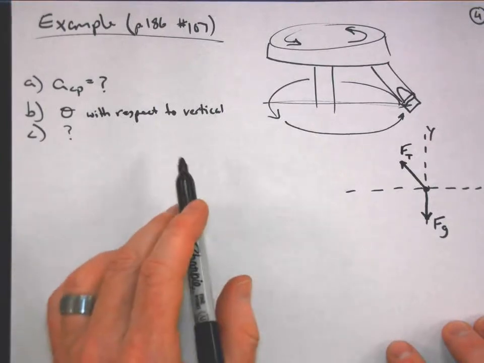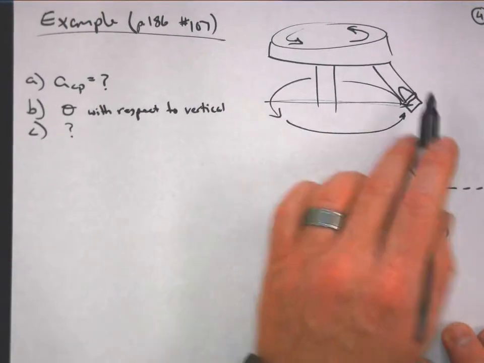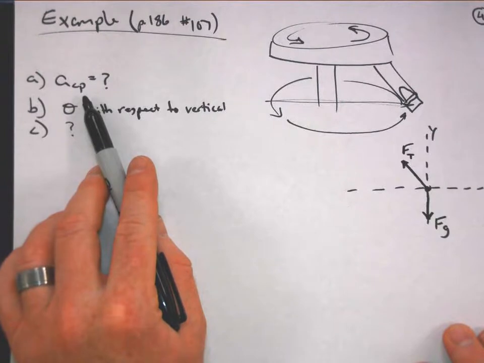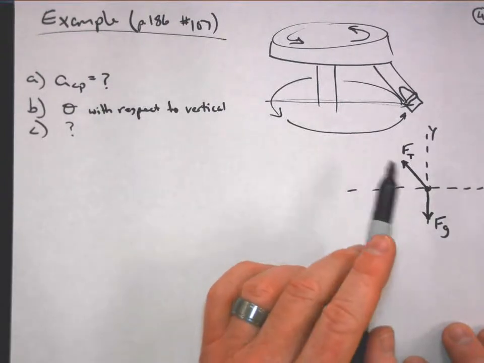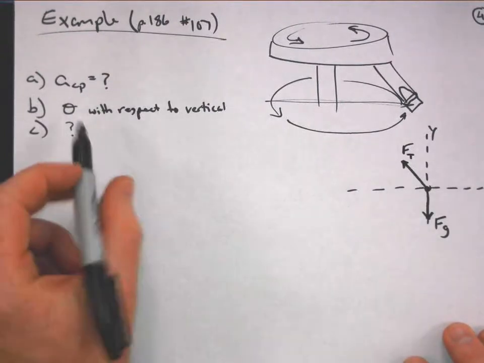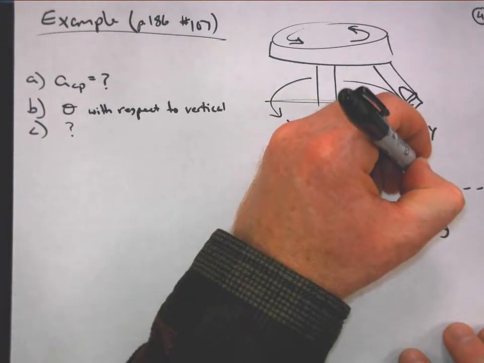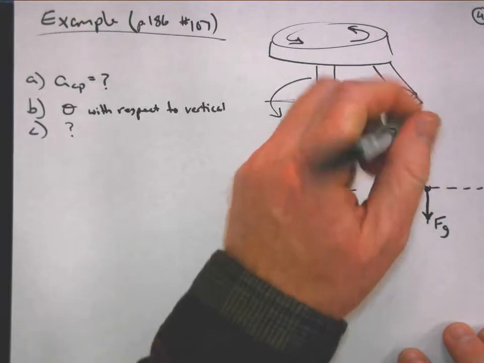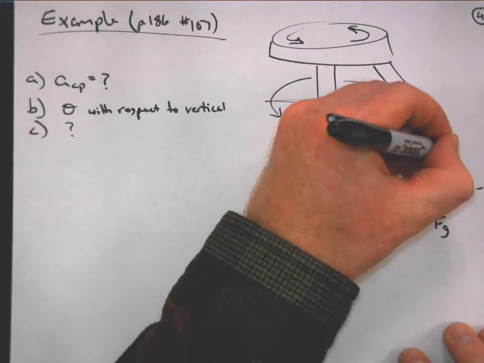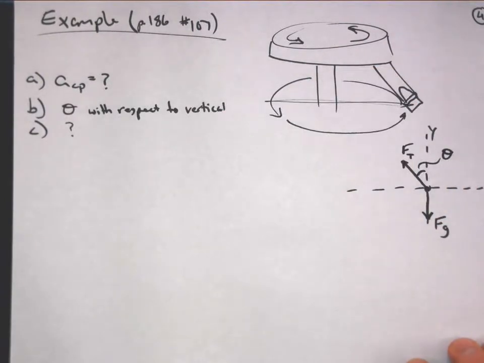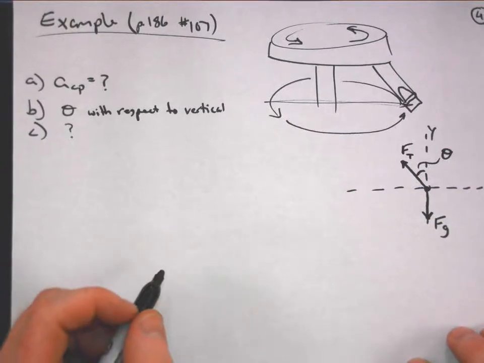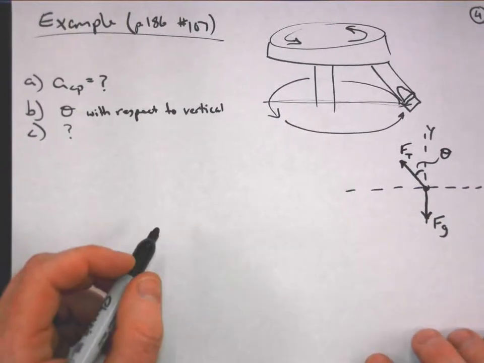And so we can see right away, well, of course we have circular motion, so there will be a centripetal acceleration. We have this diagram, which is showing us an angle, and this is going to be one of the questions we need to answer. Angle theta with respect to the vertical. So theta shows up right there. And I'll just do one of these. There's theta, right?